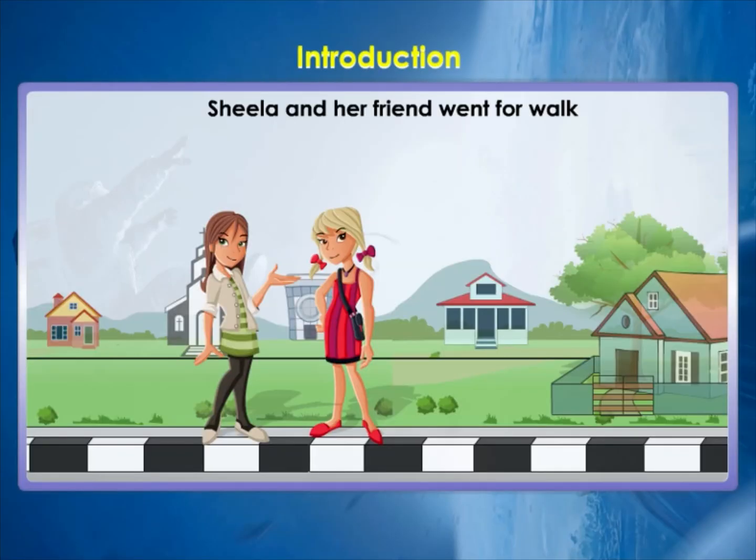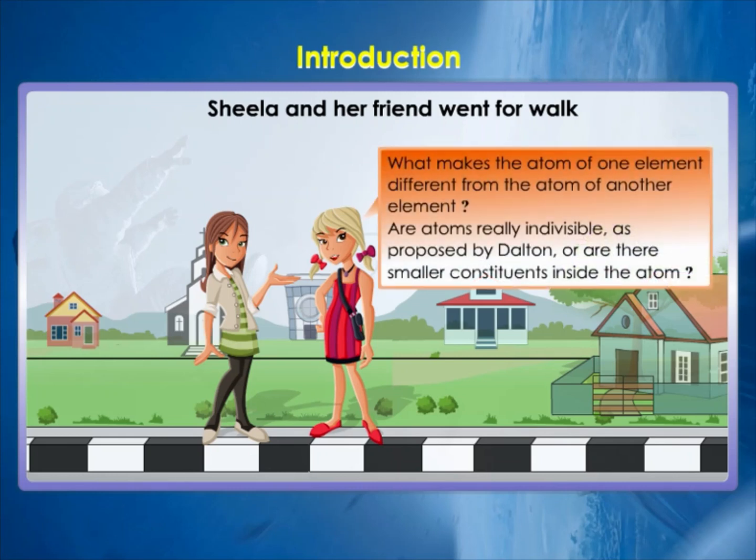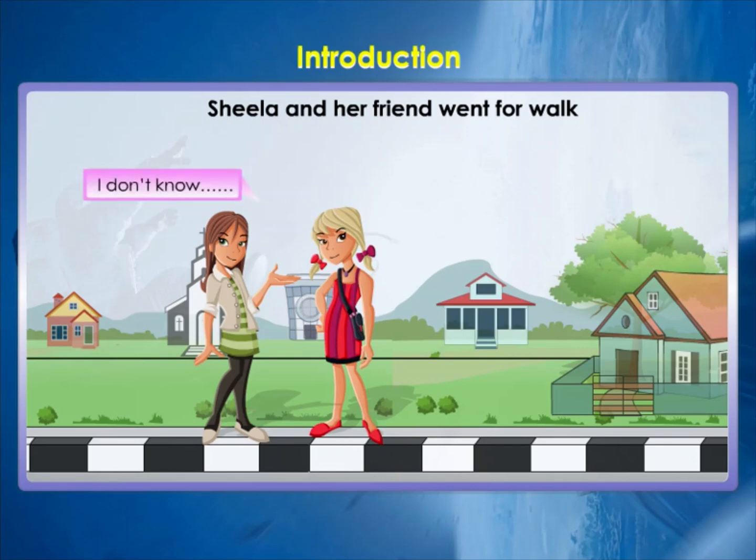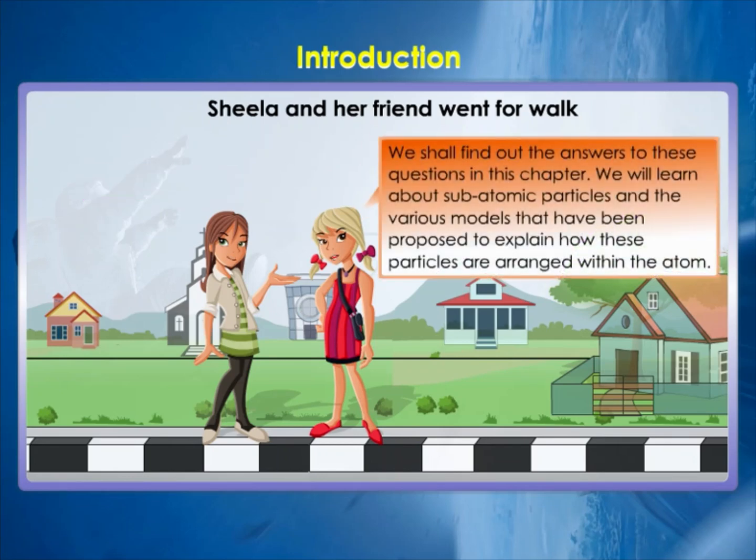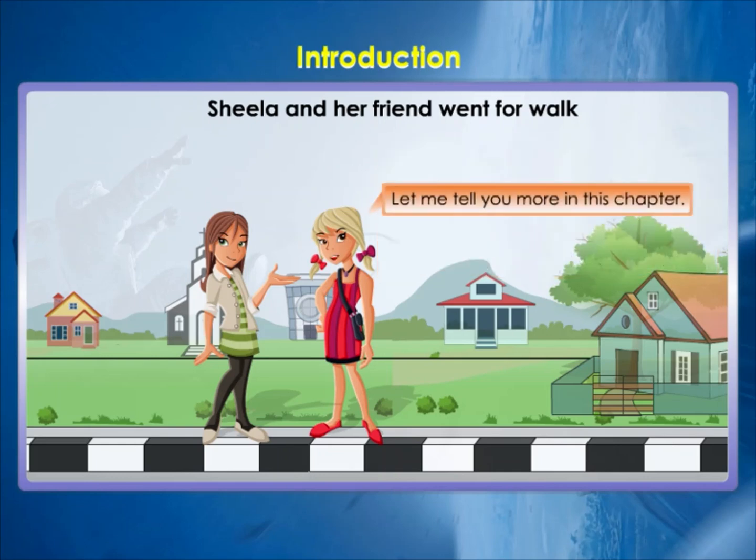Introduction. Sheila and a friend went for a walk. What makes the atom of one element different from the atom of another element? And 2. Are atoms really indivisible, as proposed by Dalton, or are there smaller constituents inside the atom? I don't know. We shall find out the answers to these questions in this chapter. We will learn about subatomic particles and the various models that have been proposed to explain how these particles are arranged within the atom. Let me tell you more about it in this chapter.